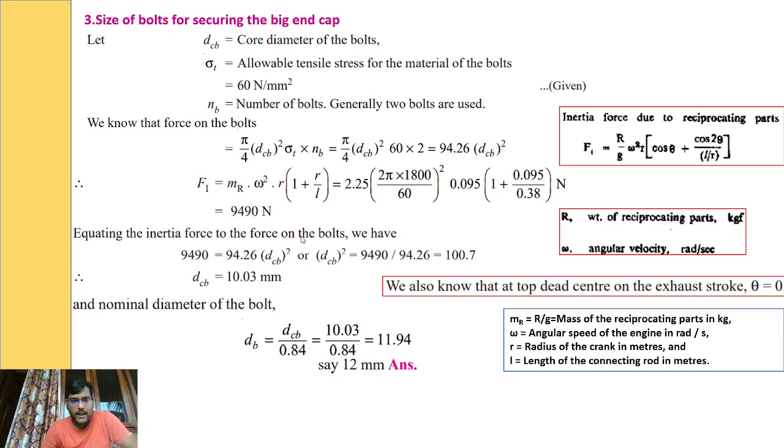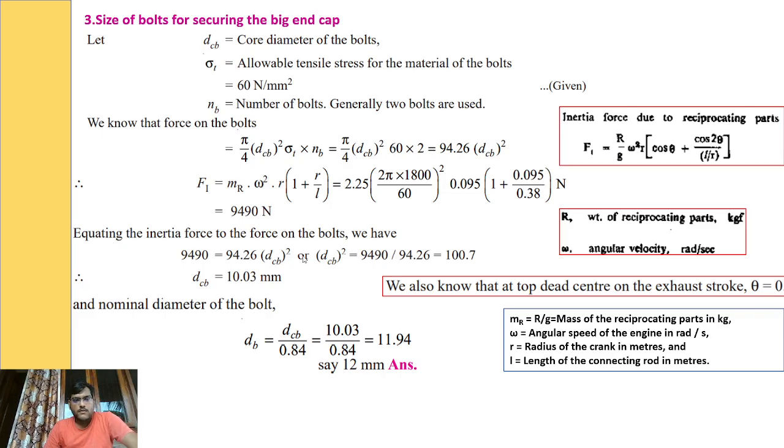So you have to equate this value with the inertia force. After simplification, you will get the dc, that is the core diameter of the bolt. But if you want the nominal diameter, for that you have to divide with 0.84, then you will get 11.94. The round figure value is 12 mm. So like that you have to find out the size of the bolt, that is the diameter of the bolt.